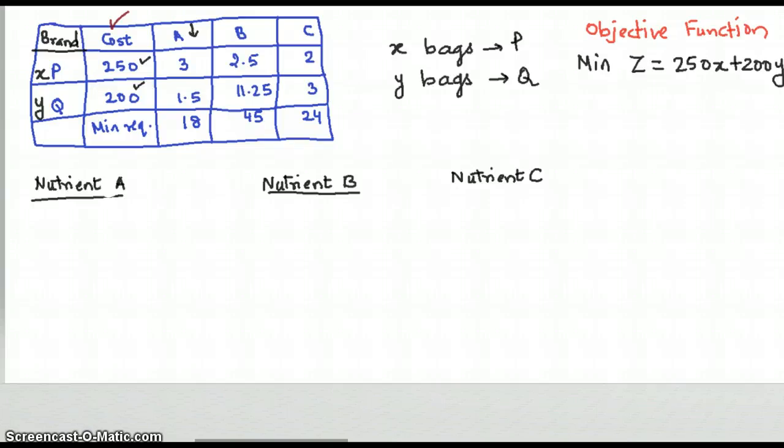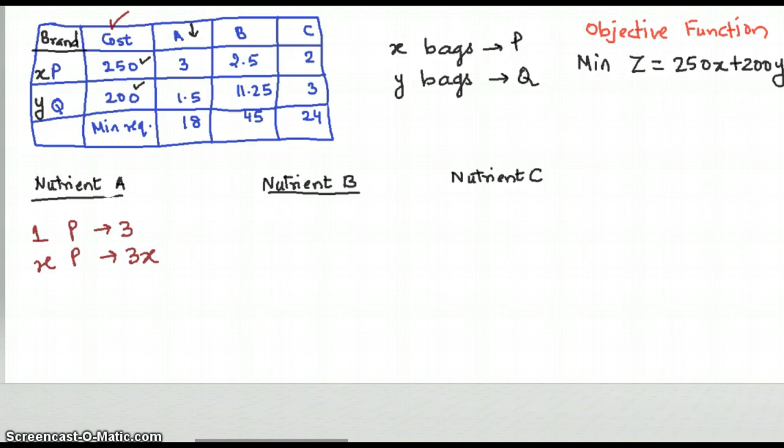What the table says: 1 unit of brand P needs 3 units of nutrient A. So 1 item of brand P needs 3 units of A. So how many bags of brand P are we going to buy? X bags. So X bags of brand P need 3X quantity of nutrient A.